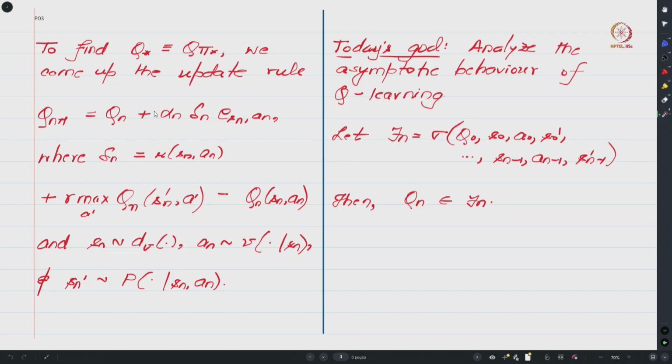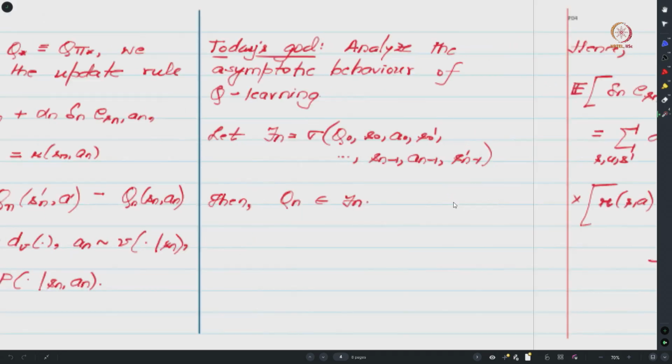Okay. Now to understand the asymptotic behavior, what we do is we first define the information that we have at time instance n in the form of a sigma field. So this is the sigma field that is generated by Q_0, S_0, A_0, S_0 prime, S_1, A_1, S_1 prime, and all the way up till S_{n-1}, A_{n-1}, S_{n-1} prime. One can see that if you know all these values, you would know the value of Q_n, and that is the intuitive justification for this claim, but one can also formally show that since Q_n is a function of all these quantities, Q_n is actually measurable with respect to this sigma field F_n, right.